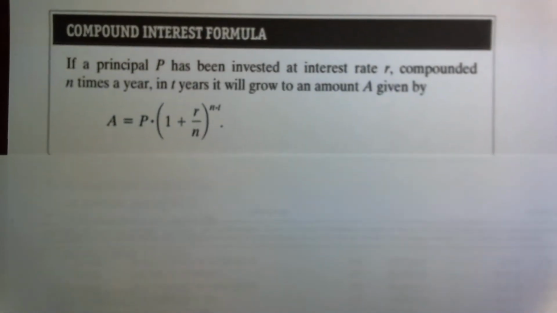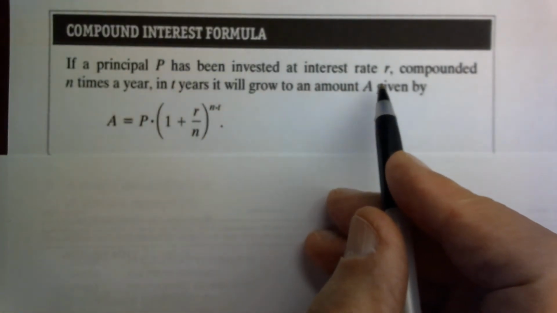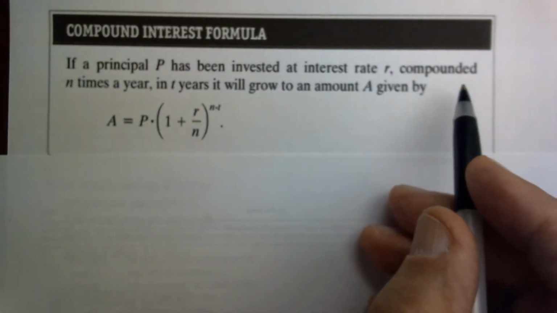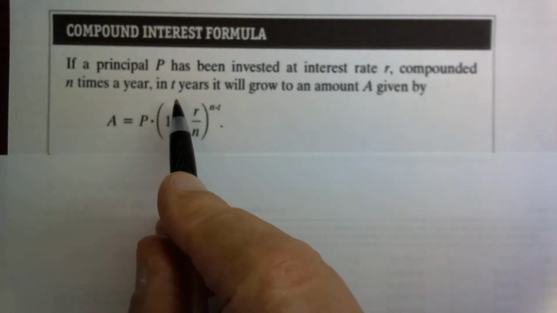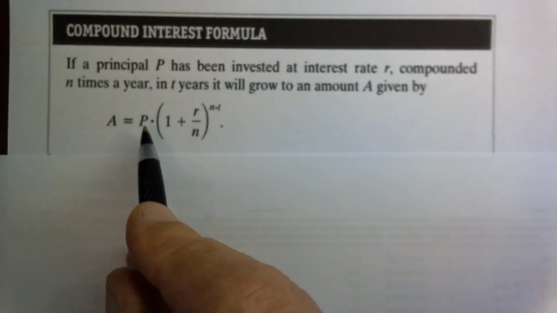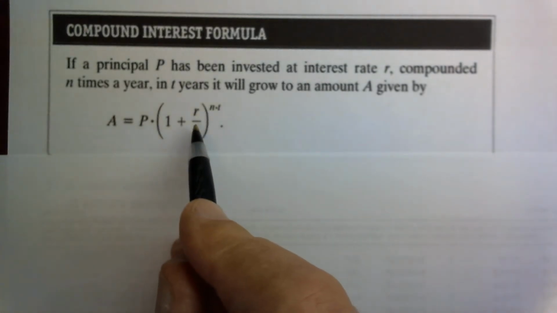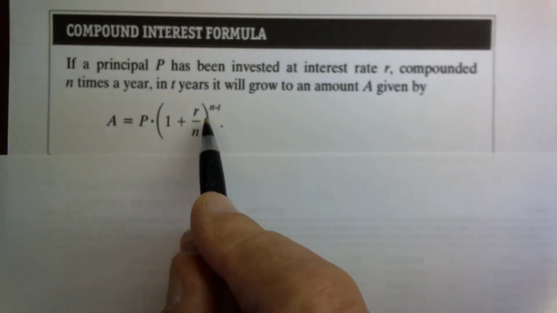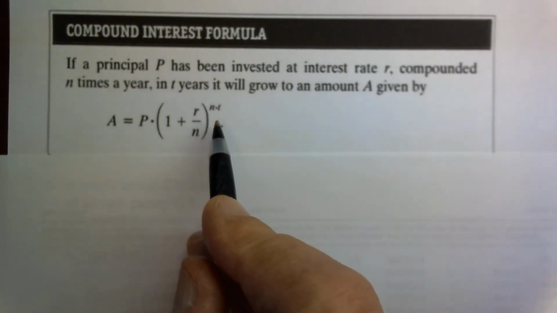It's as follows. If a principal amount of P has been invested at an interest rate R, in decimal notation by the way, compounded n times a year in T number of years, it will grow to an amount A, given by A equals P times 1 plus R divided by N to the N times T power. So it's N times T here as an exponent.